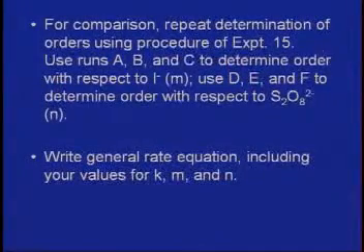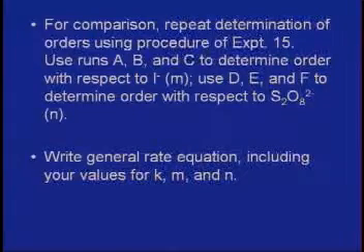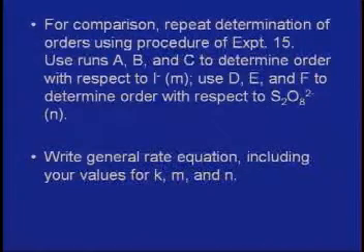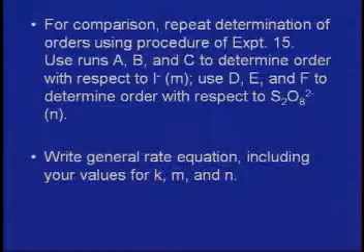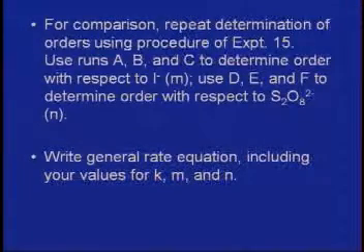We'll also determine the orders using the procedure we used back in experiment 15. Runs A, B, and C varied the iodide concentration, runs D, E, and F the peroxydisulfate, and here you actually will have 3 pairs for each. A and B, A and C, and B and C for the iodide, likewise D and E, D and F, and E and F for the peroxydisulfate.